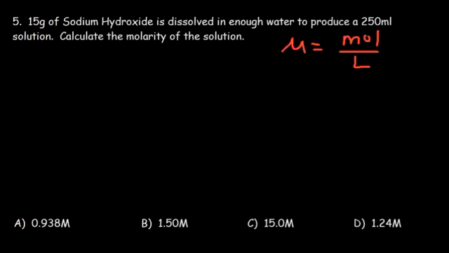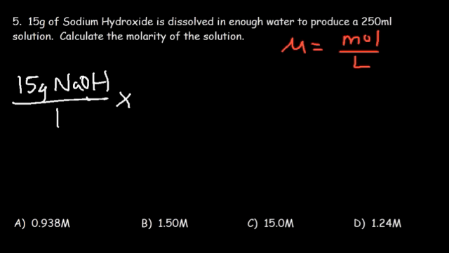So let's begin. We have 15 grams of NaOH. And the first thing we're going to do is convert it to moles. So we need to find the molar mass of sodium hydroxide. So we need to add up Na plus O plus H.